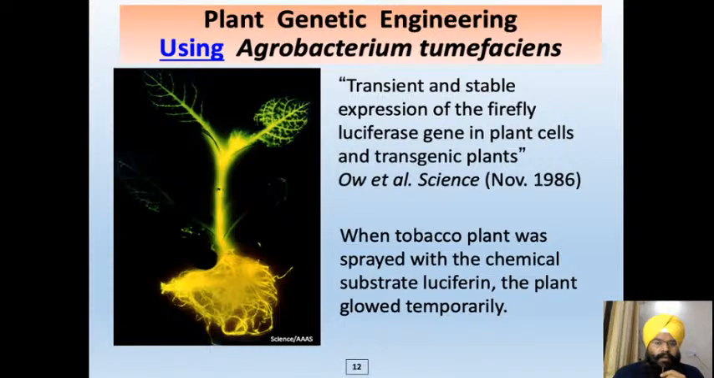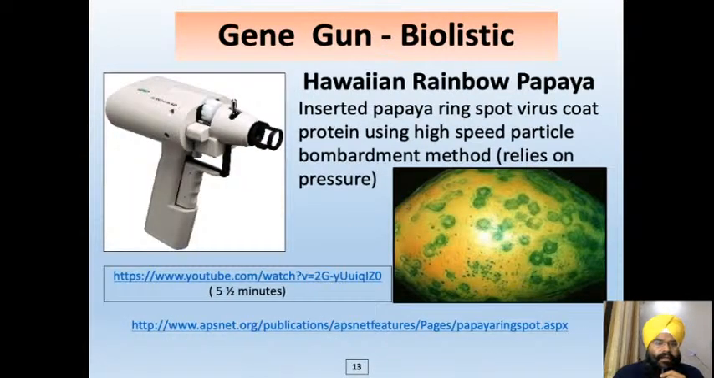This was done with Agrobacterium tumefaciens. This is shown in the tobacco plant sprayed with a chemical substrate, luciferin, and they are glowing temporarily for some time. That's the picture from a Science paper in 1986. And this is a gene gun done in the Hawaiian rainbow papaya. They inserted a papaya ringspot virus coat protein gene using a high-speed particle bombardment method, and it relies on pressure.